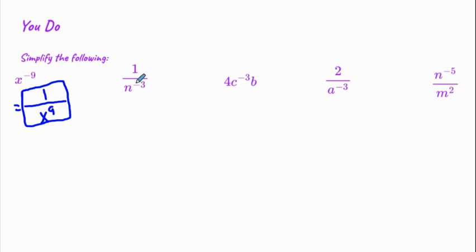In this one, this is like the 1 over x to the negative 5 in the previous problem. So we're going to write our fraction. We'll move that n to the negative 3 to the numerator. And we got nothing left over for the denominator, so we put a 1. And then we can simplify that to just be n cubed.